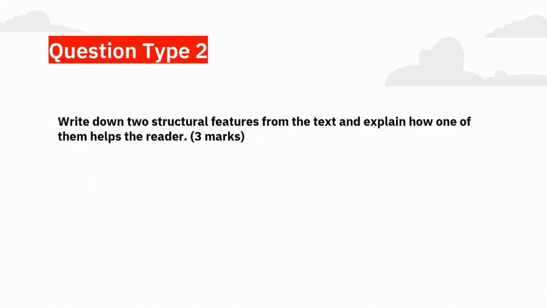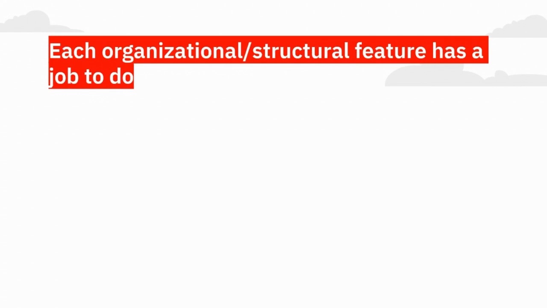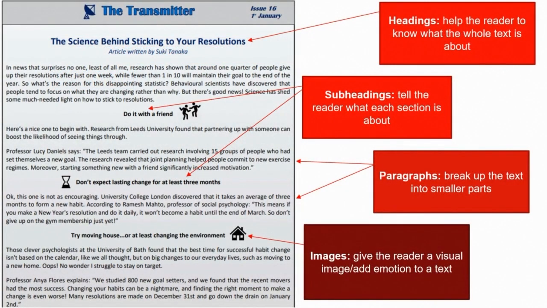Question type 2. Write down 2 structural features from the text and explain how one of them helps the reader, and you would gain 3 marks by answering that question correctly. What does it mean by helps the reader? Well, each organisational or structural feature has a job to do. For example, headings help the reader to know what the whole text is about. Subheadings tell the reader what each section is about. Paragraphs break up the text into smaller parts. And images give the reader a visual image or add emotion to a text.